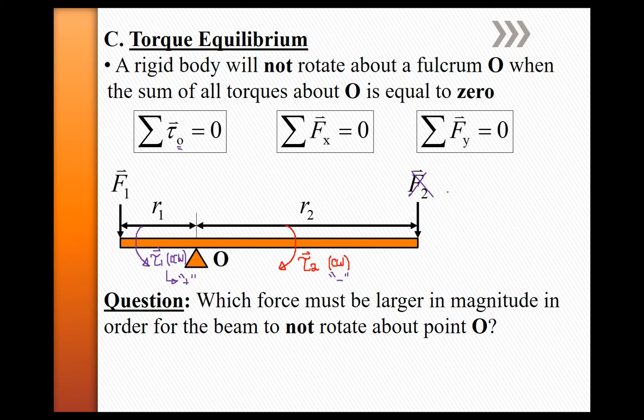So let's say the sum of the torque about point O is equal to 0. Now, we need to establish what direction we want to be positive. So positive would be the direction according to the right-hand rule. So I just draw a little tiny arrow that points in a counterclockwise direction.